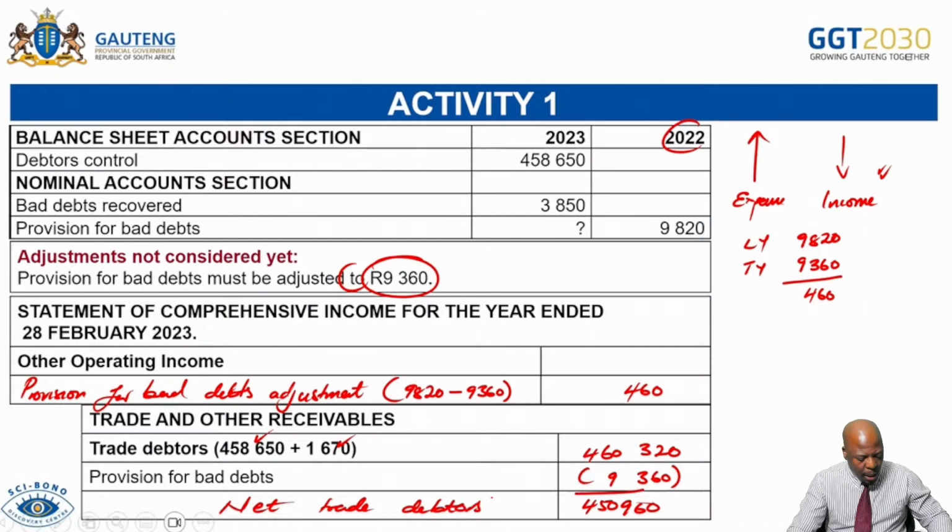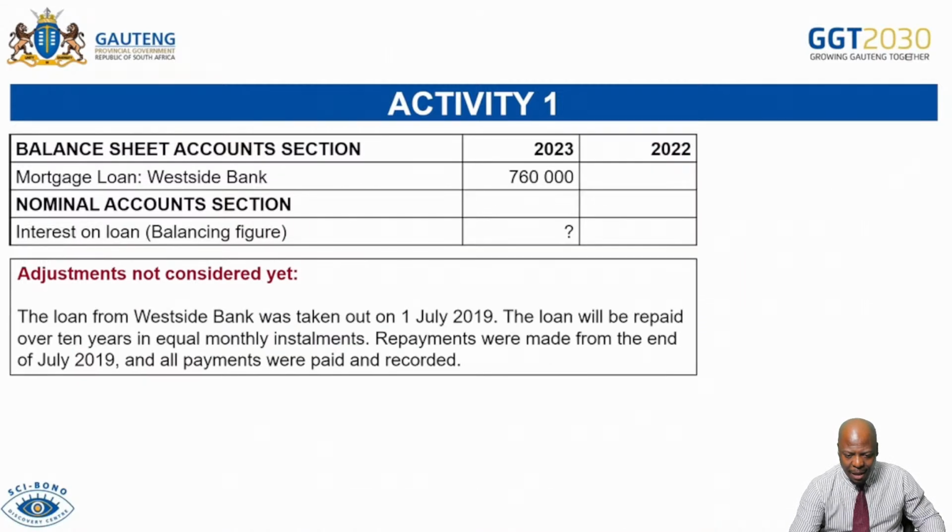Okay, I'm going to quickly move on to the next one now. I hope this makes sense, what I've just explained here. So let's quickly go on to the next aspect. It says, the loan from Westside Bank was taken out on the 1st of July.